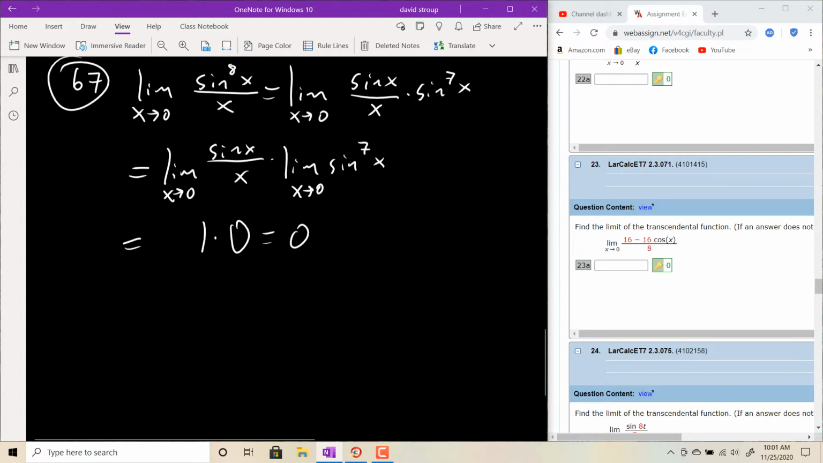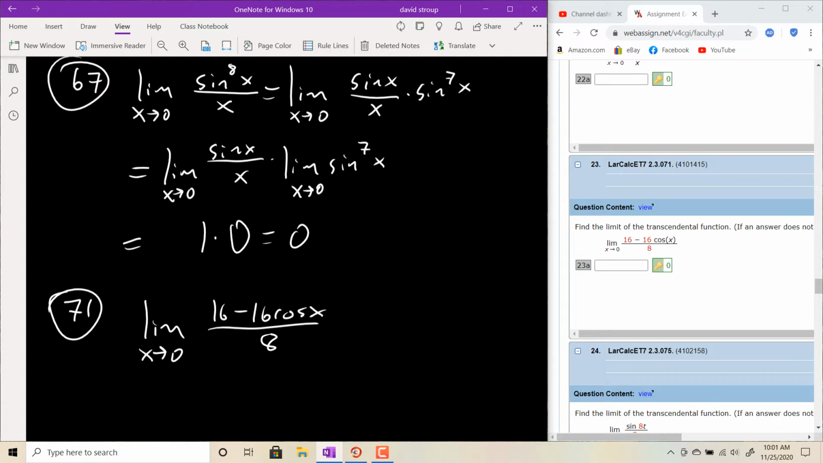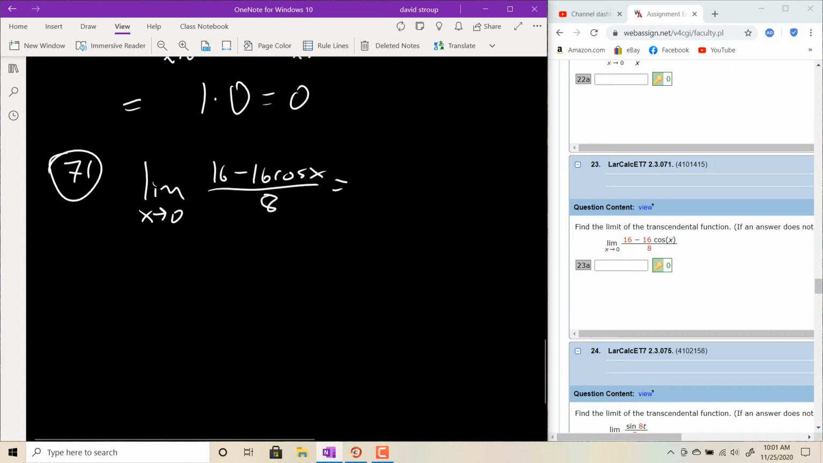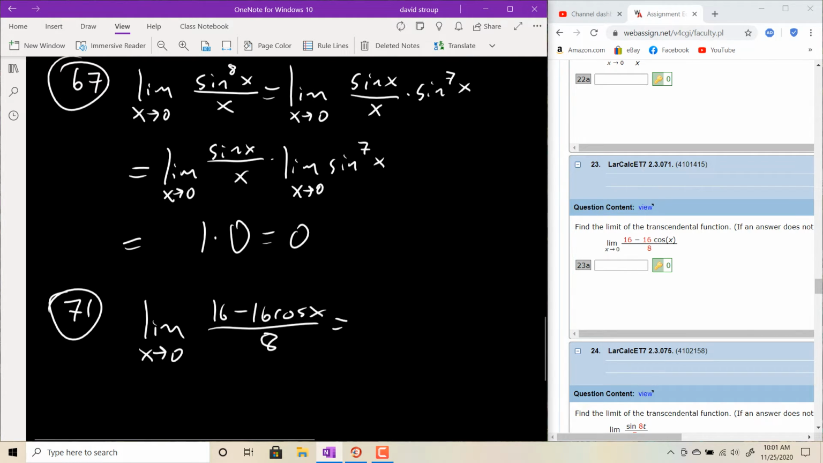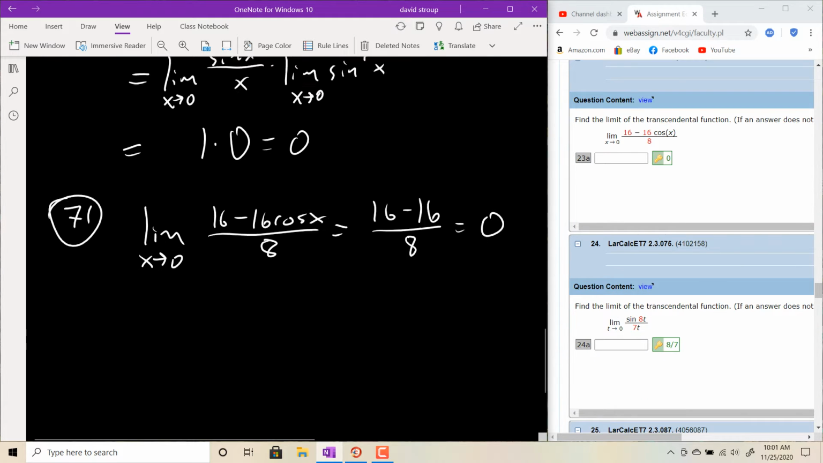We could try number 71. Limit as x goes to 0 of 16 minus 16 cosine x all over 8. What can we do here? Well, do we even need to do that? This is just a simple one. This is just a substitution. It kind of looks like the 1 minus cosine x over x, but there's no x in the denominator, and you could do a substitution, right? So you could plug in 0 for x. You'll get 16 minus 16 times 1 all over 8, which is just going to be 0. So that's kind of a tricky question.